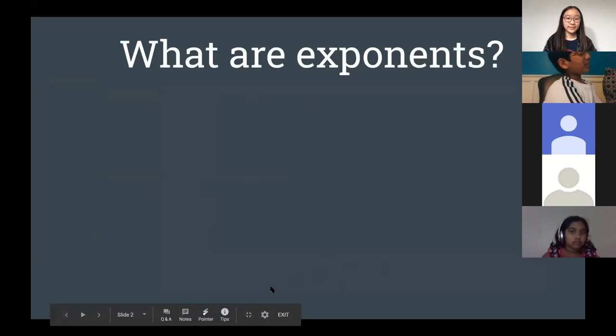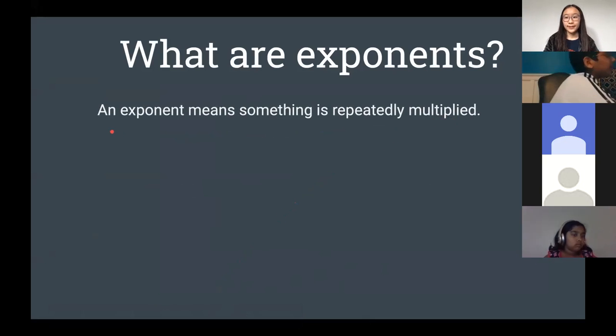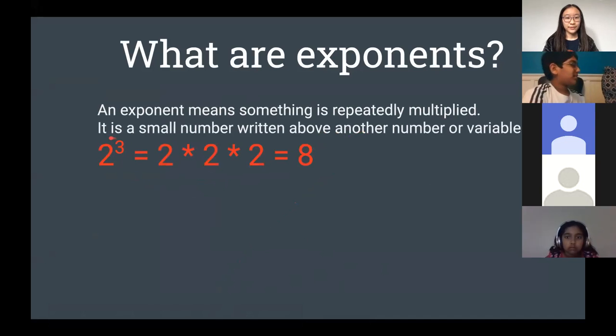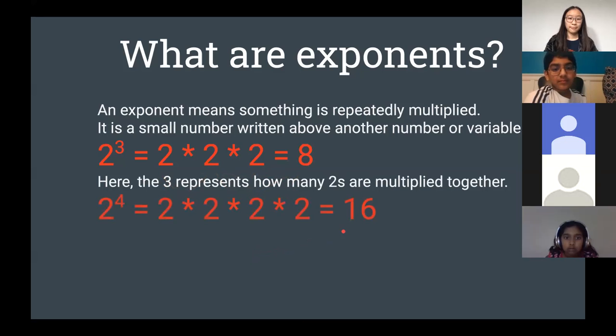So, what exactly are exponents? As you may know, multiplication is just repeated addition, and exponents are repeated multiplication. It's a small number written above another number. Like this 3 right here, that's the exponent. And it means that you need to multiply 3 2's together. 2 times 2 times 2, which equals 8. And so you can see here, 2 to the 4th equals 16.